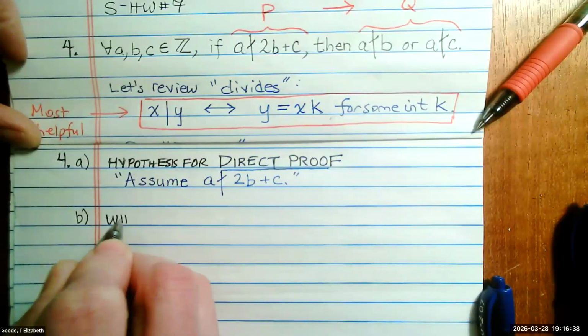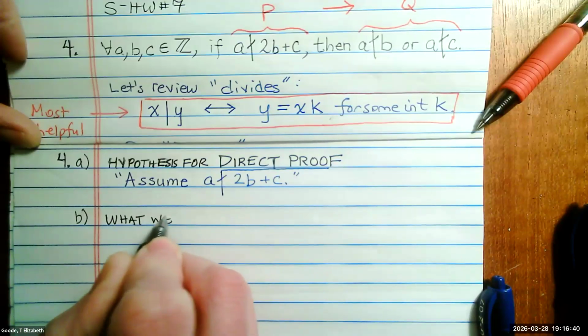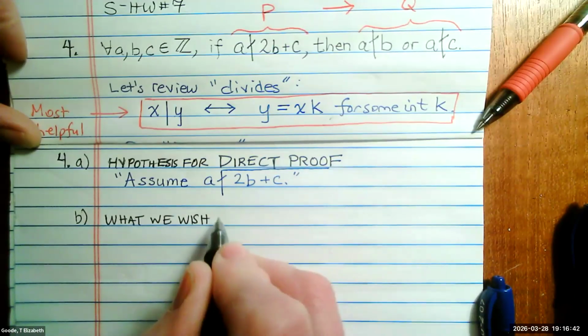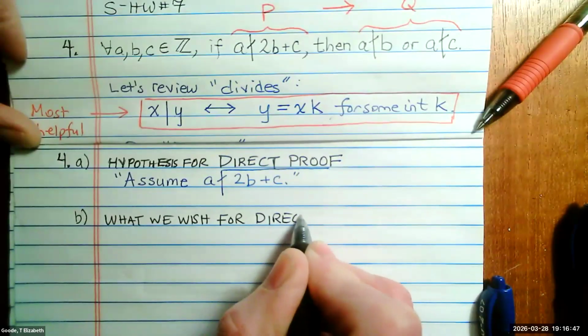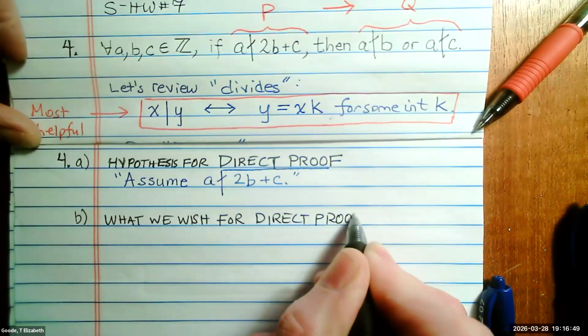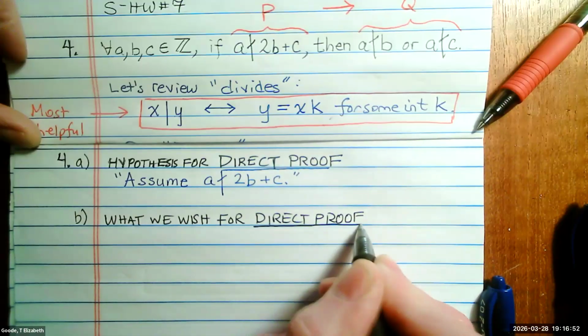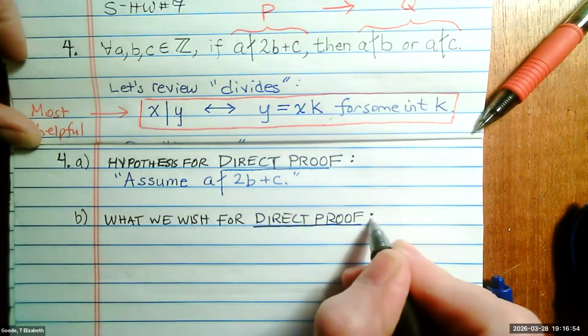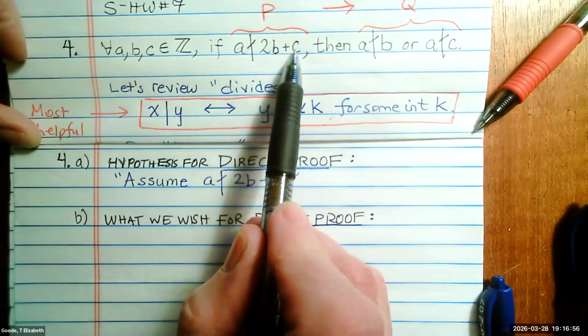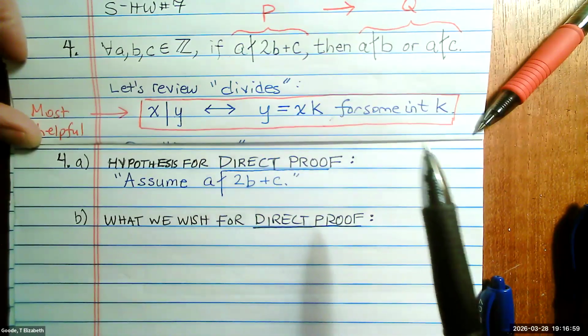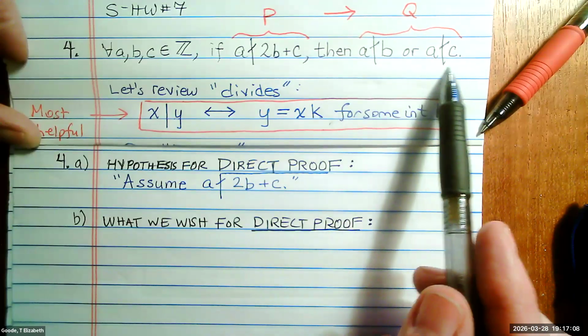Okay, so what we wish to show for a direct proof. All right. So we know about direct proof, right? We always assume the hypothesis. And what do we always wish to show? We're going to use a direct proof to show the conclusion. Okay, the conclusion.